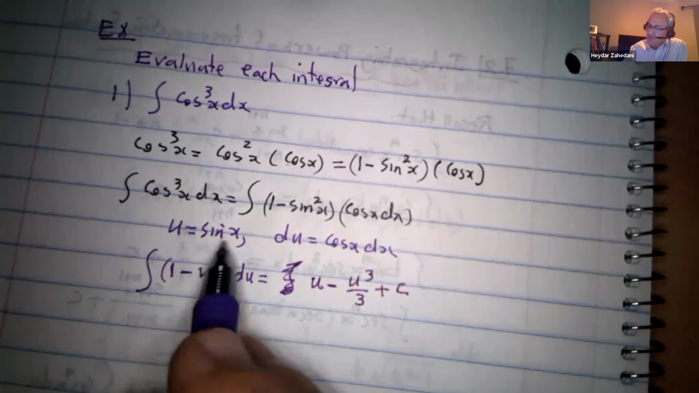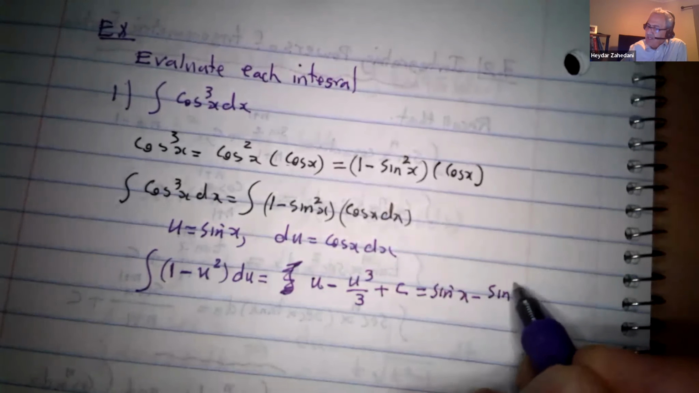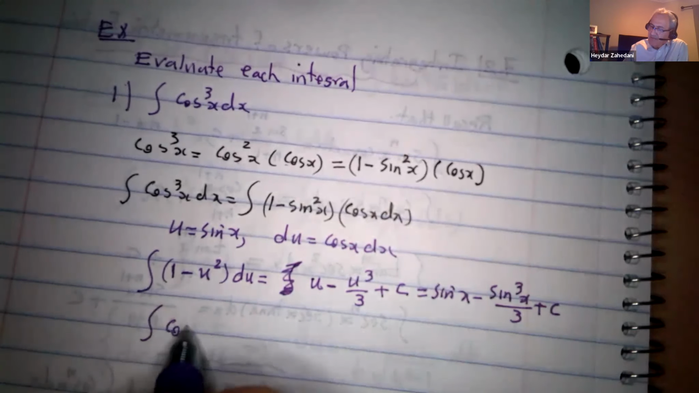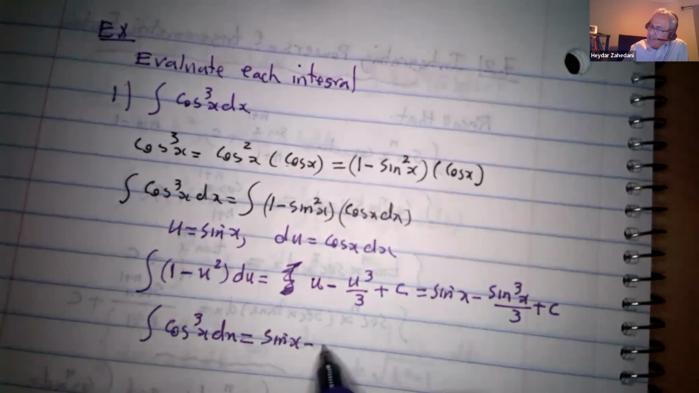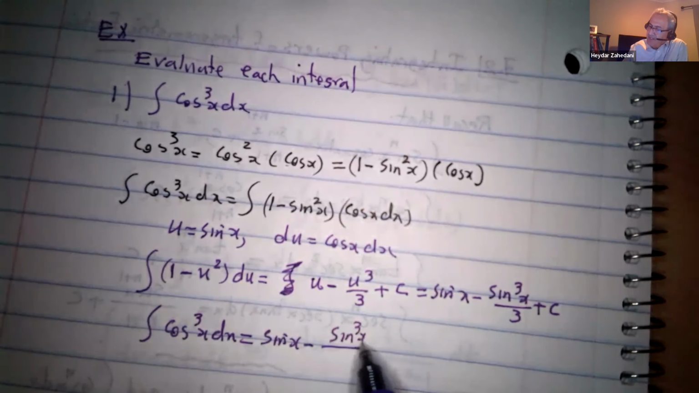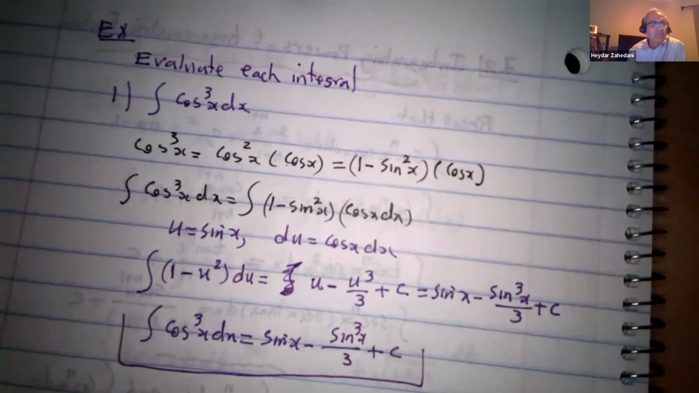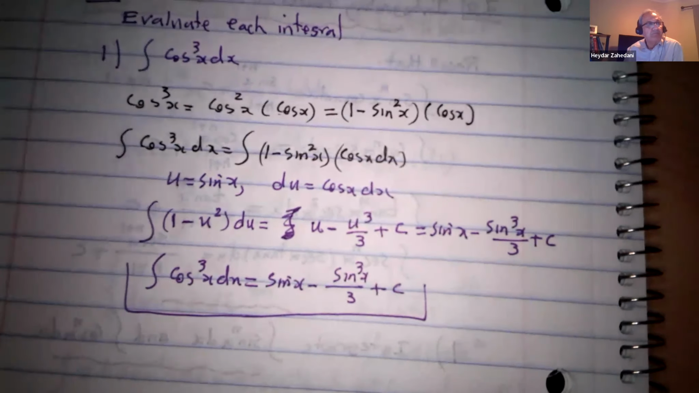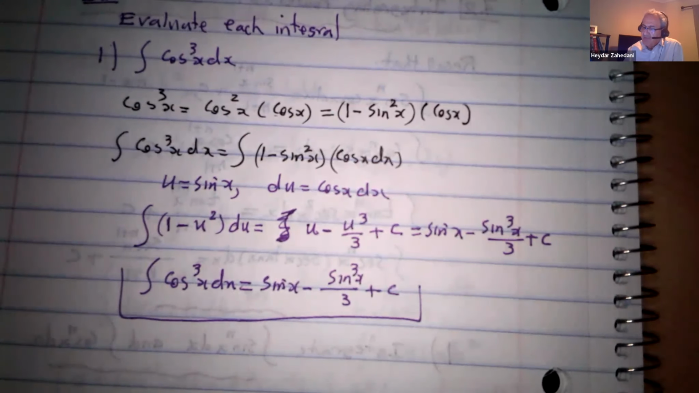Now substitute. Your u was sine x. So that is sine x minus sine cubed of x over 3 plus c. So the integral of cosine cubed x dx is simply sine x minus sine cubed of x over 3 plus the constant c, and you're done. The odd powers are very, very easy to handle. You can try sine cubed to check it for yourself.